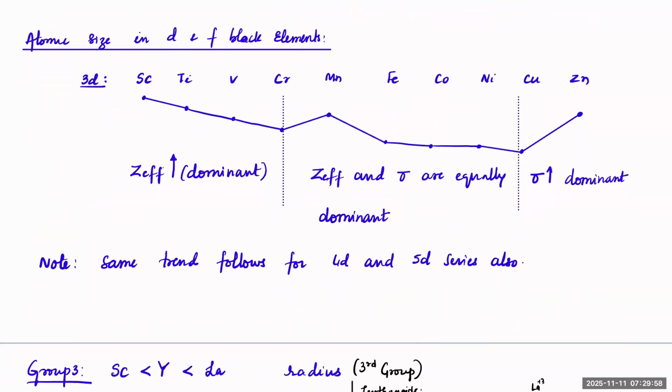Next, notice atomic size in D and F block elements. How does it vary? From scandium to zinc, first it will decrease up to chromium, then slightly increase to manganese, then decrease. Again, from copper to zinc, slightly increases. Now, why does that happen? As the Z effective increases, you can see.